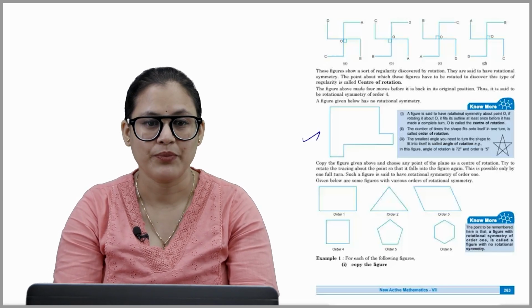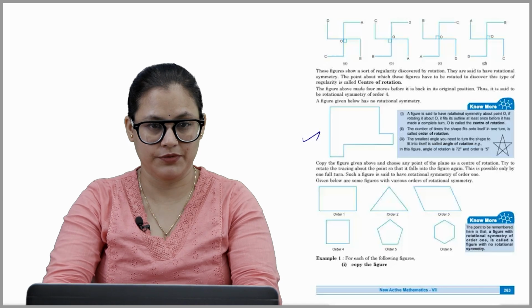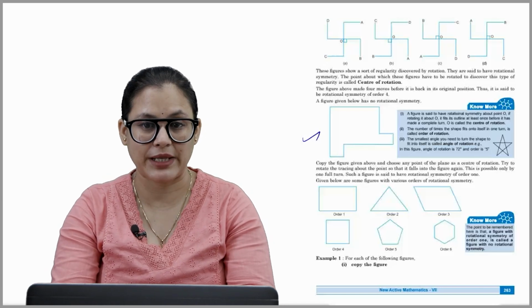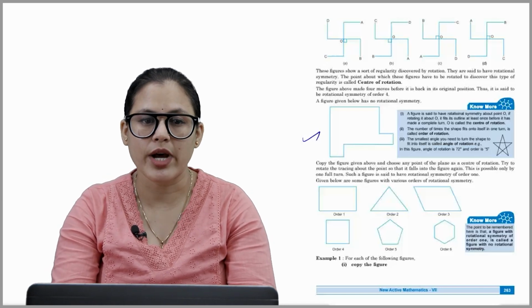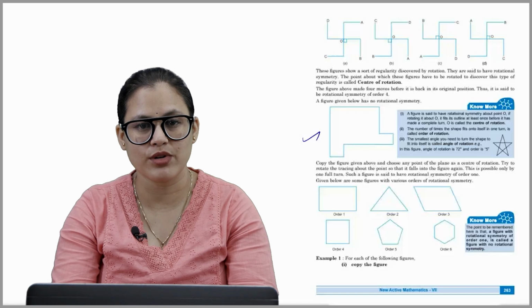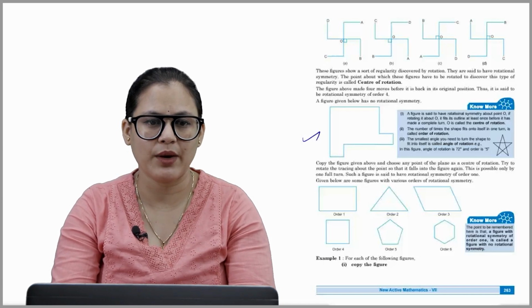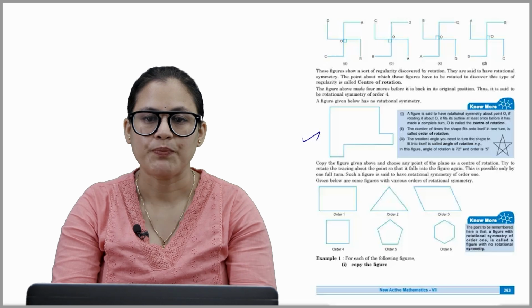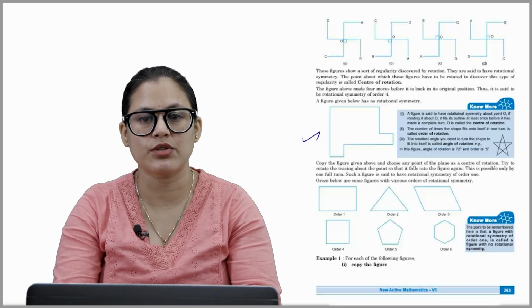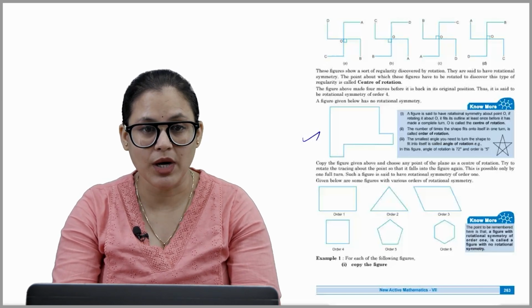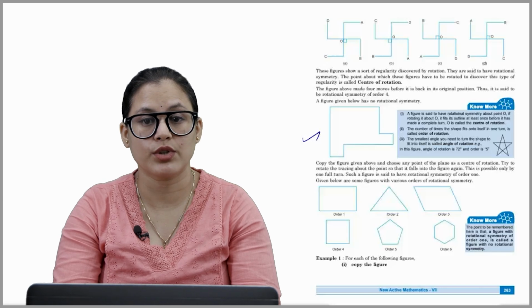Copy the figure given above and choose any point of the plane as the center of the rotation. Try to rotate the tracing about the point so that it falls into the figure again. This is possible only by one full turn. Such a figure is said to have rotational symmetry of order 1.